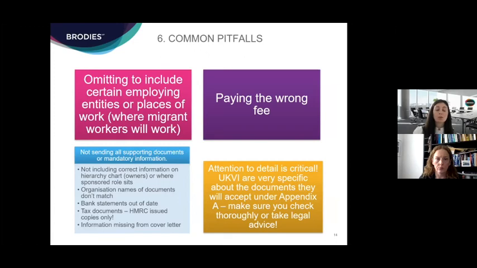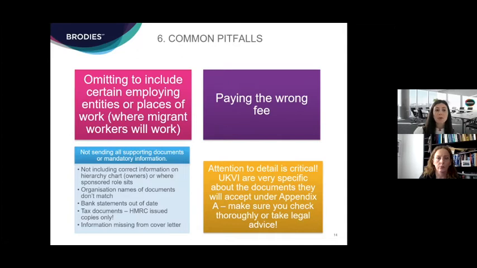So next then, we thought we'd cover some common pitfalls and some of the things that we see employers do that cause issues with their application. First of all, employers not including all of the employing entities in the UK or places of work on their licence application. It's not fatal to a sponsor licence application if you don't include all this detail, but you do have to list all of the employing entities or places of work in order to have anyone you sponsor work for that entity or at that location. If you don't, then you cannot have them based there, so that could lead to operational issues if you don't do it at the beginning.